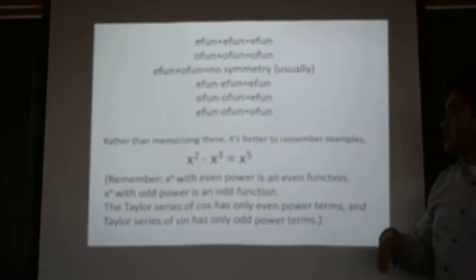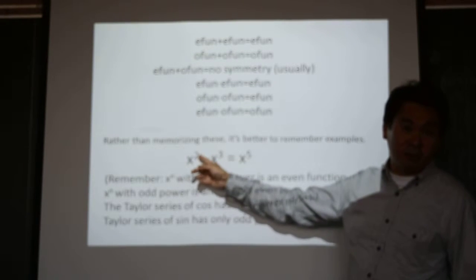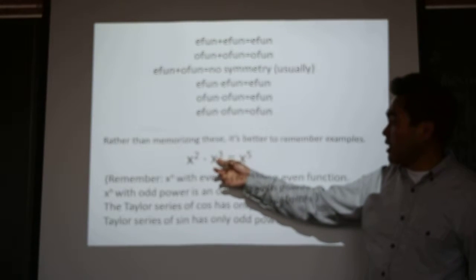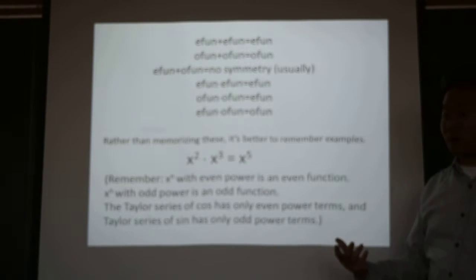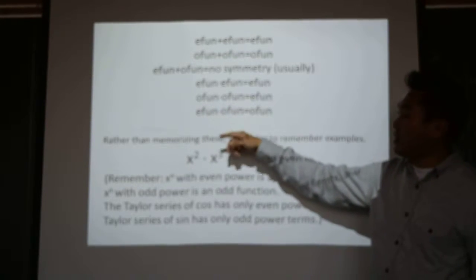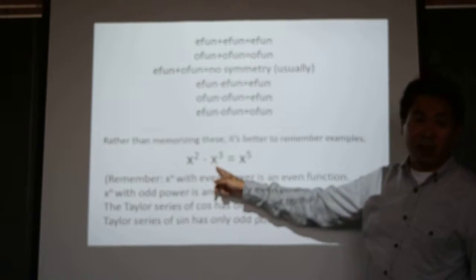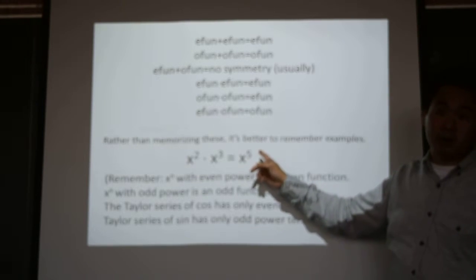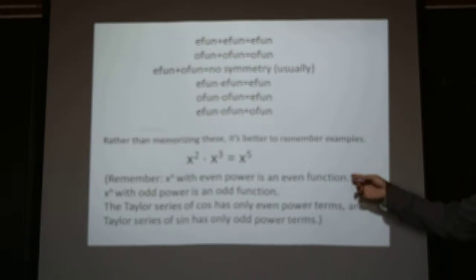You wouldn't know, but just think of an example of an even function, x squared. If you have x to the even power, you get an even function. If you take x to the odd power, you get another example of an odd function. And so if you want to know what happens if you multiply an even with an odd function, just think of an example. Here's an example of an even function, an example of an odd function. Multiplying them, what did you get? You get x to the 5th power. What's that? An odd power. So it's an odd function.